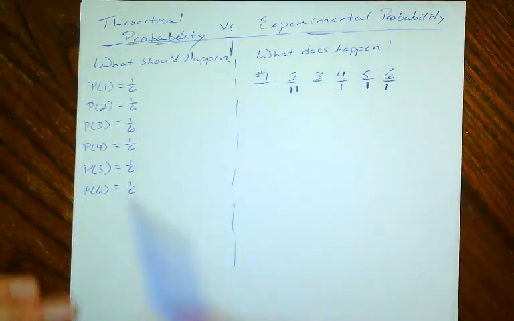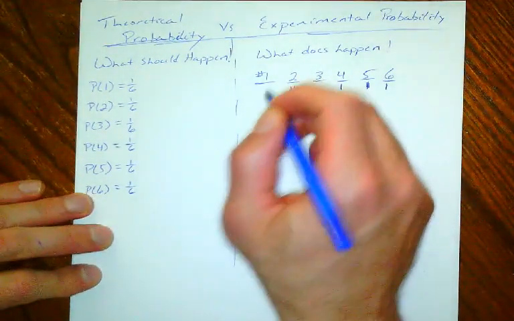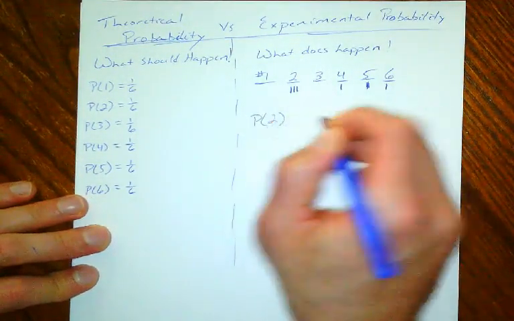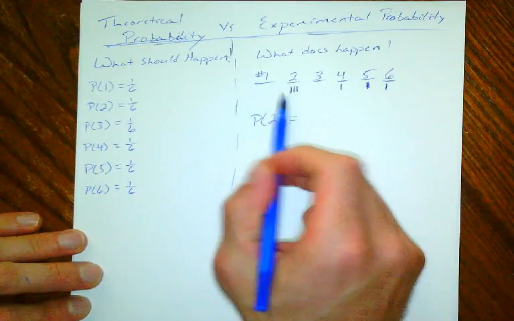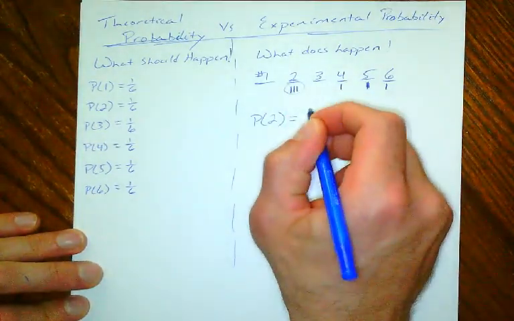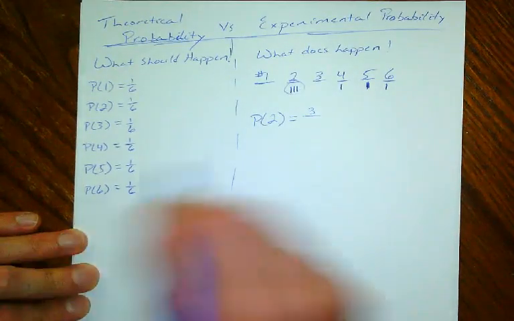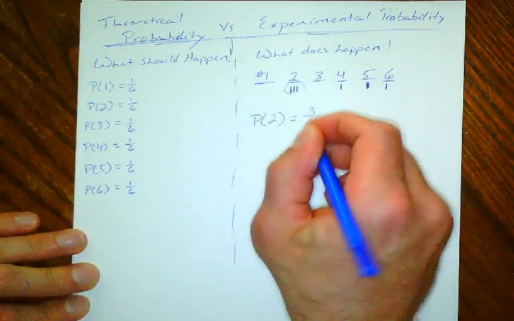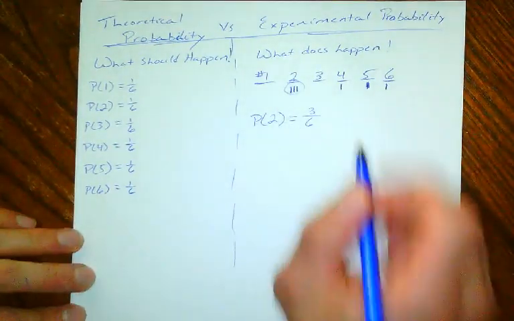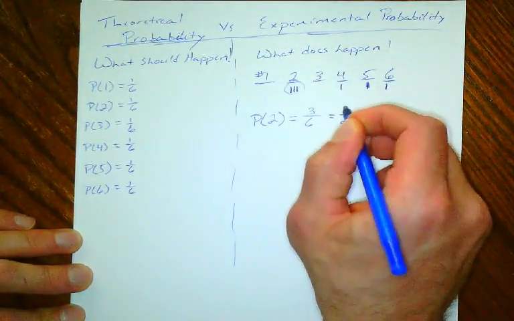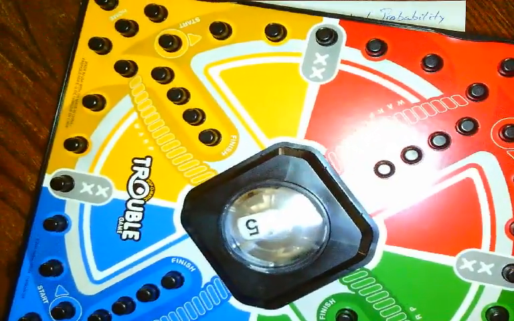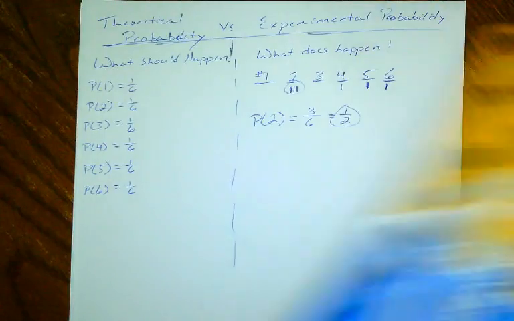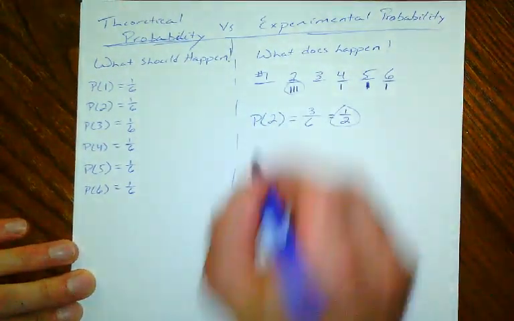Using our experimental data, what's the probability of getting a 2? My favorable outcomes happened 3 times. So I've got 3 favorable trials over 6 total trials. According to my experiment, the probability of getting a 2 is 1/2. And who knows, maybe it is 1/2. Maybe one of my kids stomped on my board and my board became unfair, or my die is messed up. Who knows?